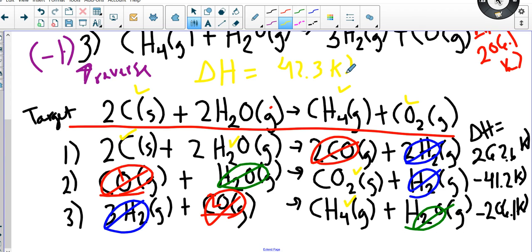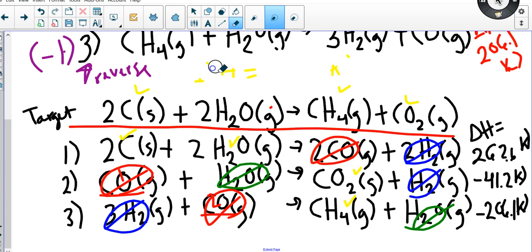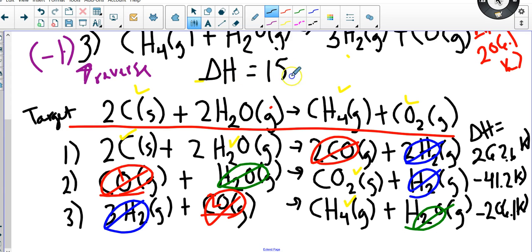I was so happy. What did you get? 262.6, right? Minus, oh, I did 14 instead of 41. So what is it? I'm sorry. 15.3? Okay. Let me not write this in yellow, because when I print this out, it won't print. Delta H equals 15.3 kilojoules.